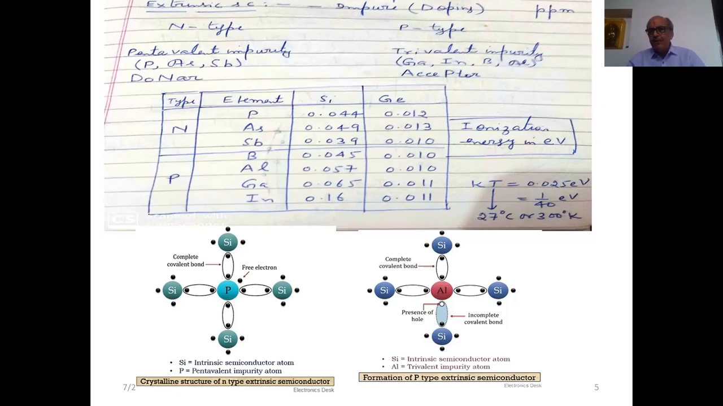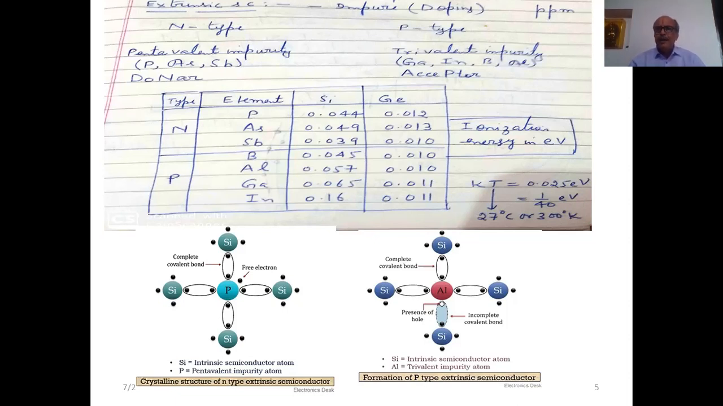So if you take the example of silicon and visualize this, remembering kT is 0.025 eV, at room temperature we can assume all the electrons are free. So this electron of phosphorus is free. If we are doping it with 100 phosphorus atoms, there are 100 free electrons and they will give rise to the phenomenon of conduction. So in an n-type semiconductor, electrons are the majority carriers.